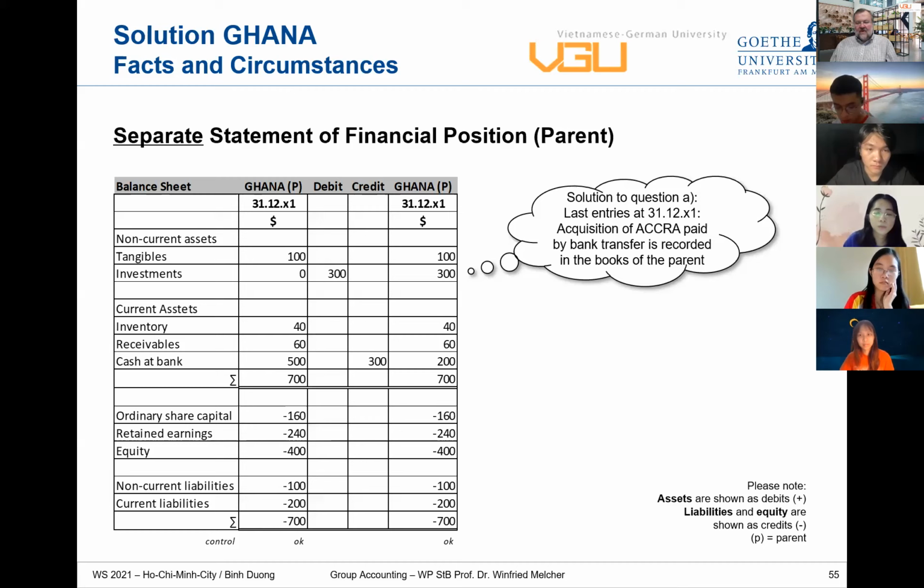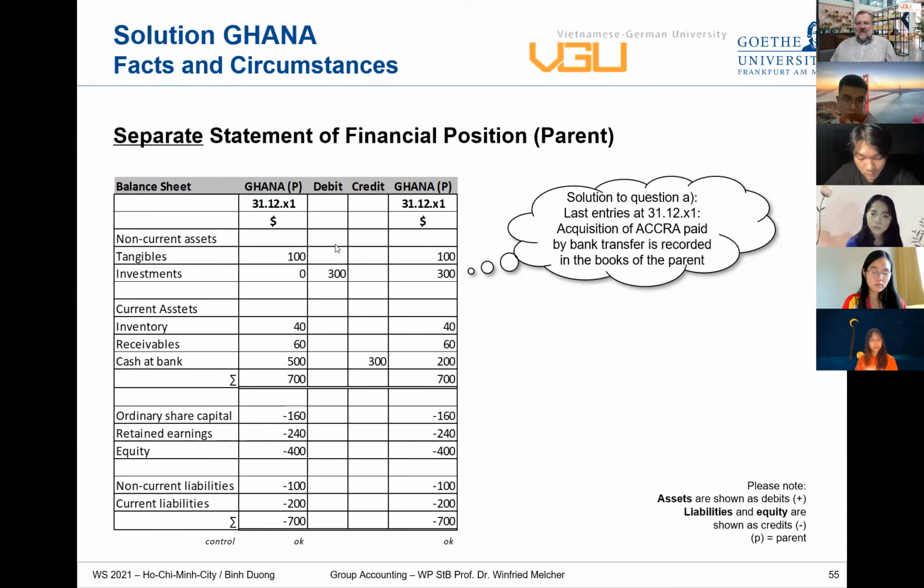So welcome back from the breakout session. We looked at the separate financial statement of position for the parent, which is Ghana. And here is the suggested solution. You will see the last entries in the year of Ghana, and they just bought Accra as at the very last day in the period.